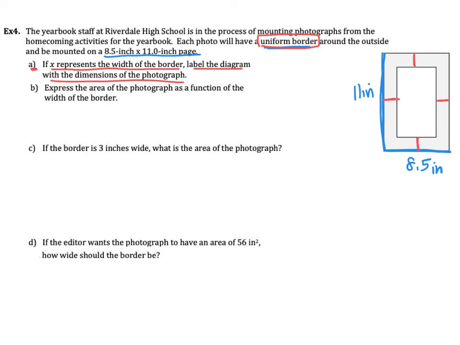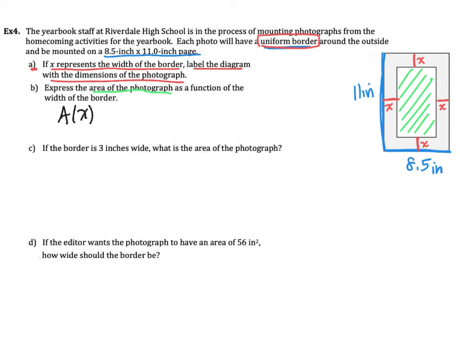So the bottom part we're going to call X. We're adding X inches on the bottom, X inches on the top, X inches on the right, and X inches on the left. Okay, well, we are trying to figure out the area of the photograph. So the photograph is in here, right? It's this white area on the inside. So how can I find the area of the photograph?